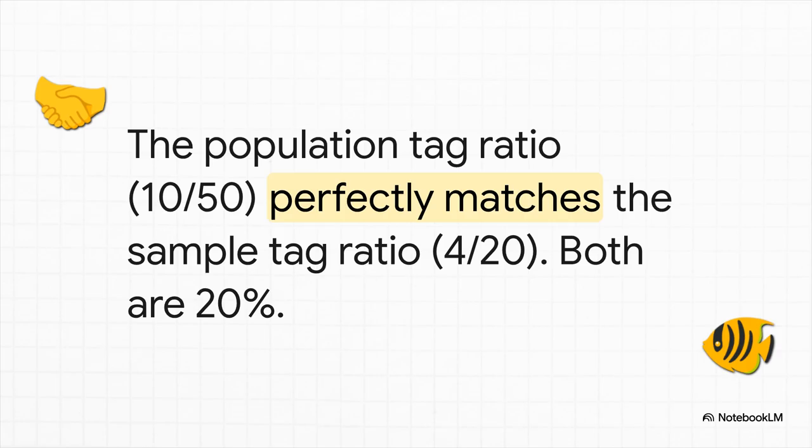And the logic here is just so clean. If the total population is 50, then the proportion of tagged animals in the whole lake is 10 out of 50, which is 20%. And what proportion did we find in our sample? We found 4 tagged animals out of 20, which is also exactly 20%. The MLE found the one population size that makes our little sample a perfect miniature representation of the whole lake.